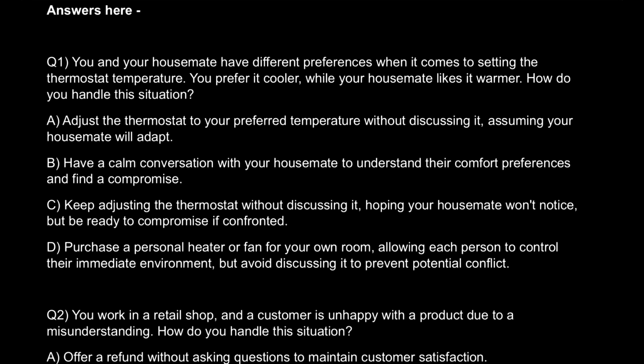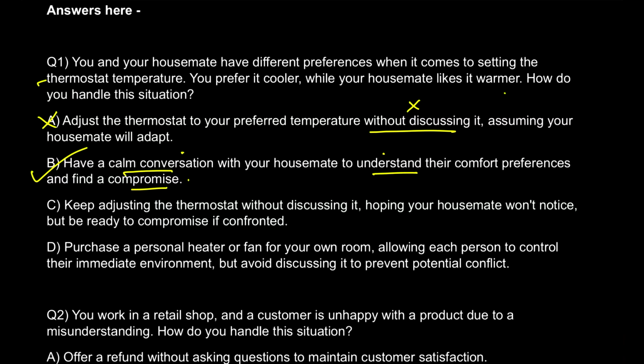Question number 1: you and your housemate have different preferences related to the thermostat temperature, and you prefer cooler, the housemate prefers warmer. How will you handle the situation? Adjusting without discussing, this is the keyword which eliminates option A. Have a calm conversation, understand, and then find a compromise is the right answer, because these three keywords show you that this answer would be the right answer.